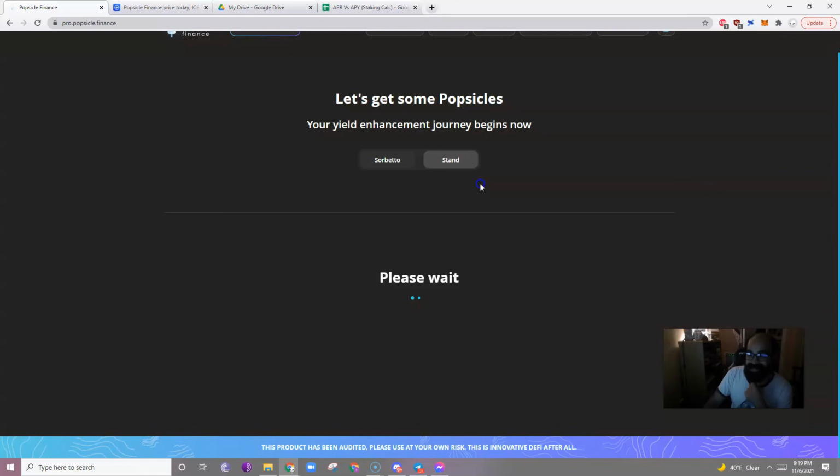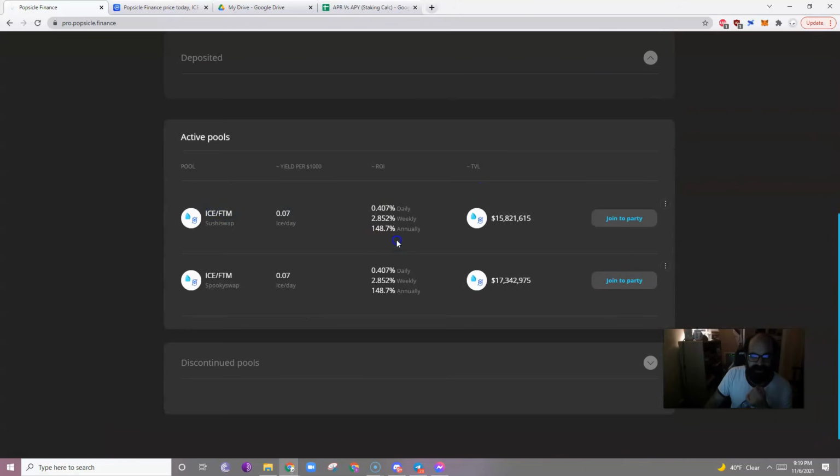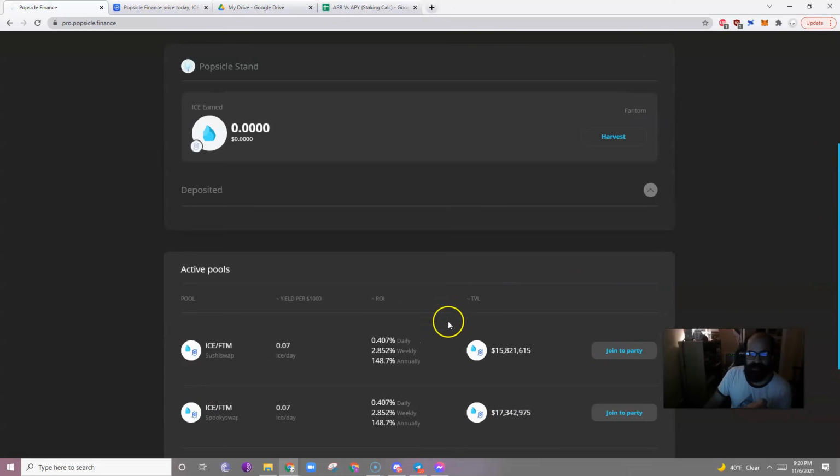So again, this is providing liquidity, and you're rewarded in ICE. So here you have the ICE Phantom for 148% annually, which can be compounded, if I understand correctly. And this is ICE Phantom, same, SushiSwap, SpookySwap, roughly or exactly identical ROI on both. Similar TVL on both. I think this is really good.